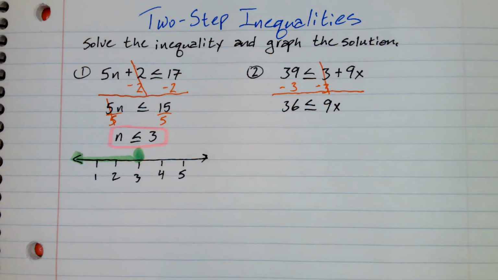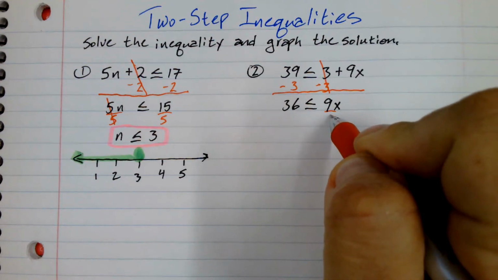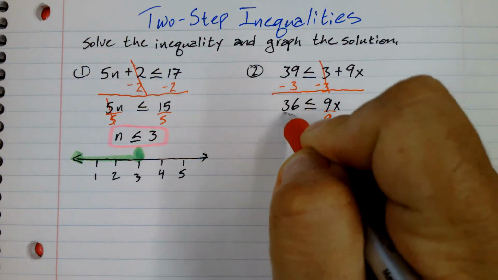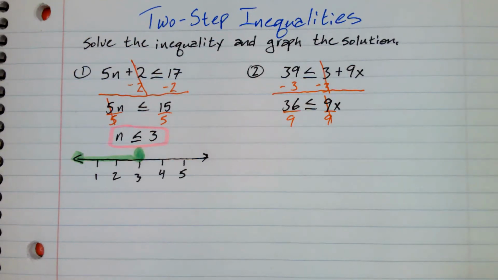All right. So now, what do I do next? Divide by 9. I agree. That would cancel the 9. And then, no worries, Jaime. So what's that? 4?